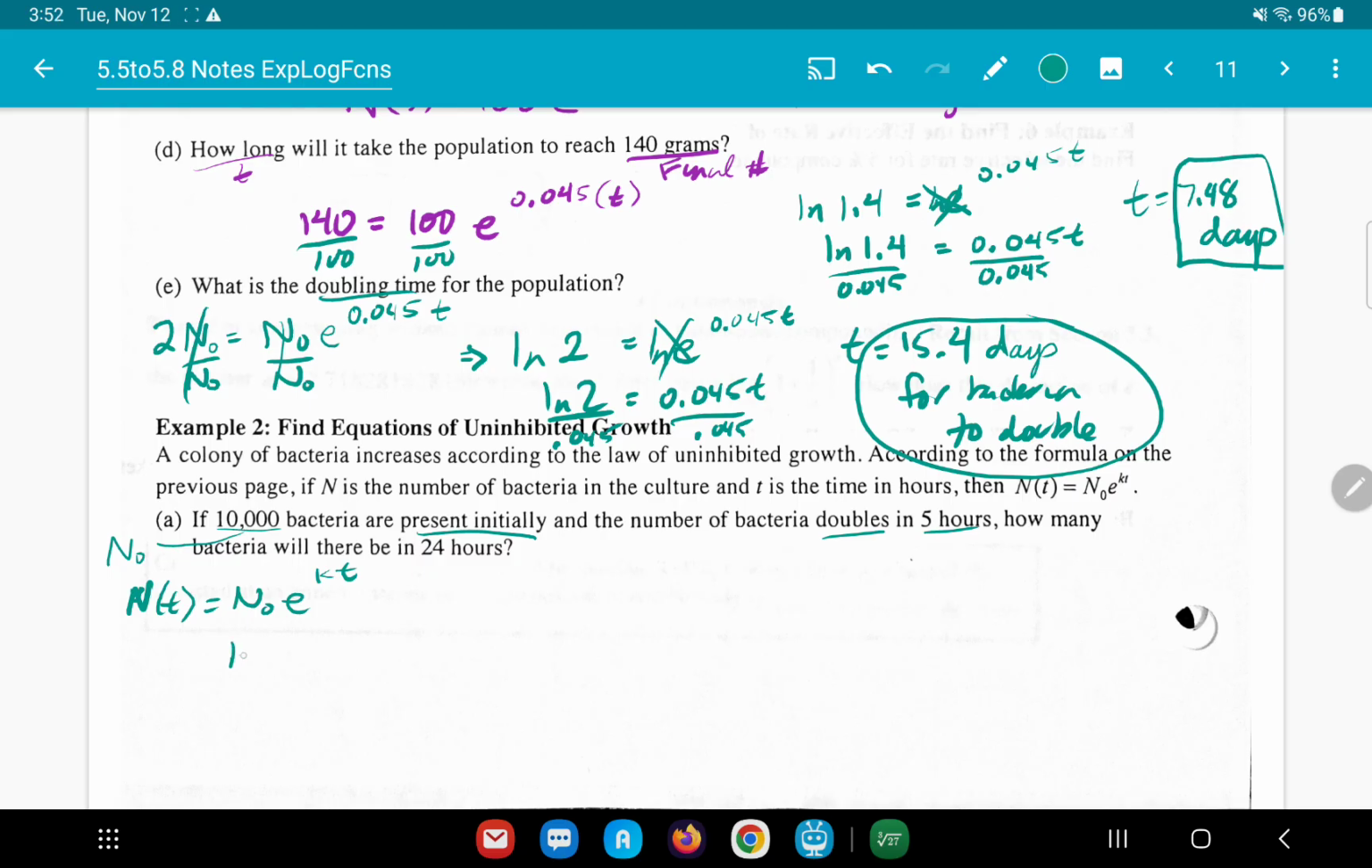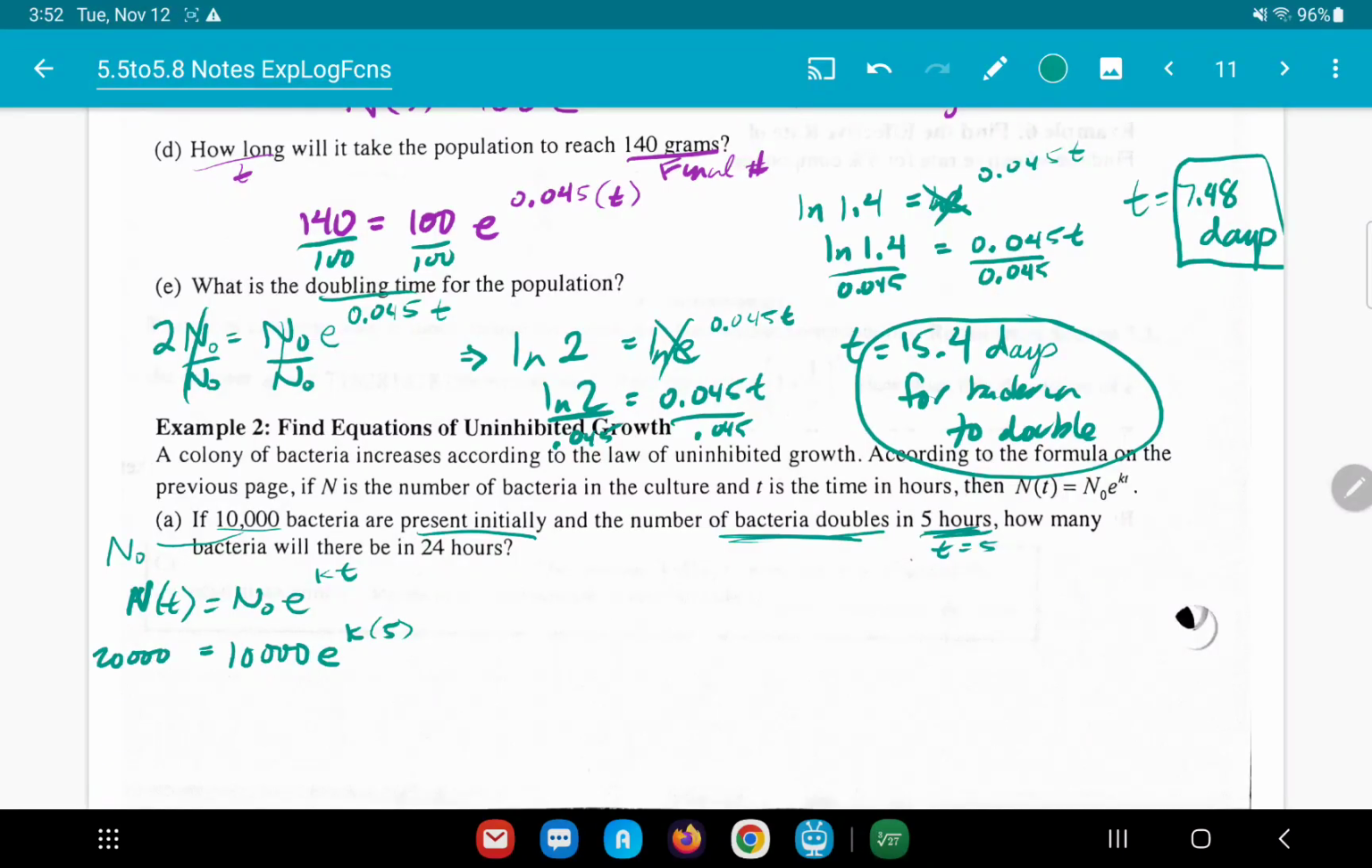First of all, n sub 0 is 10,000. We'll put that in there. E to the, and I don't know the k value, so I'm just going to put k here. And since we have a time here is 5 hours, I'm going to go ahead and just put that as t equals 5. And what we know is that because the number of bacteria doubles, if this is 10,000, then the final amount will be 20,000.